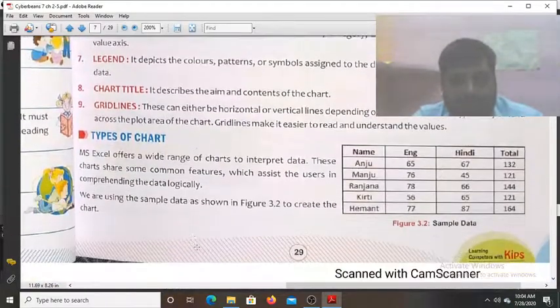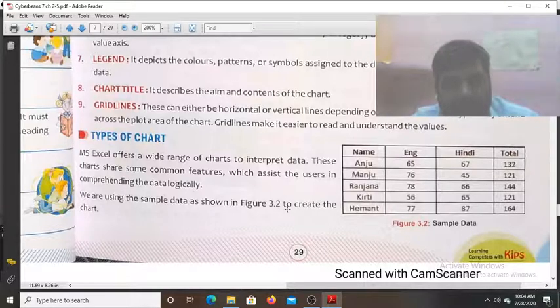Next, you see the types of chart. So Microsoft Excel offers a wide range of charts to interpret the data, and these charts share common features which assist the users in comprehending the data logically. So there is a wide range of charts. Okay, we will study after this the different types of charts. How many types of charts are there? So there you find different types of charts available in Microsoft Excel. But all the charts have some common features. What common features? All of them have the category axis, all of them have the value axis, all of them have the legends. So you will find this.